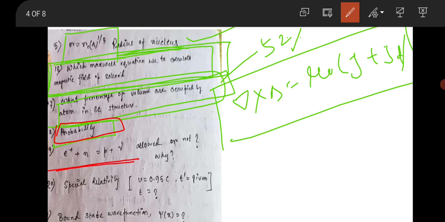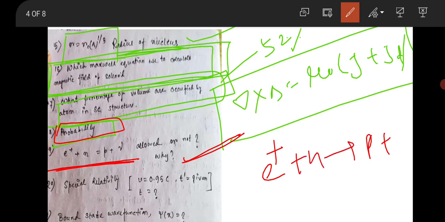Then there was a nuclear reaction problem. Is it allowed or not allowed? It is like a positron plus neutron giving proton plus neutrino. So is it allowed or not?